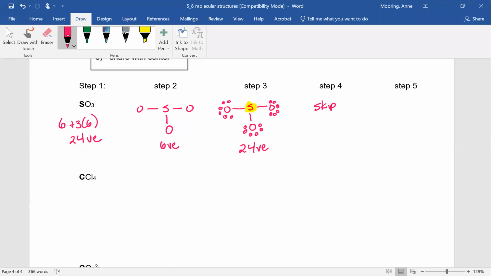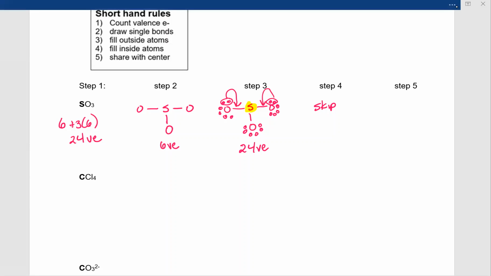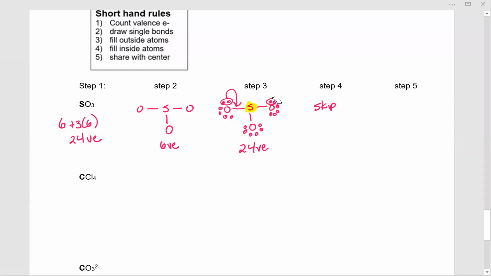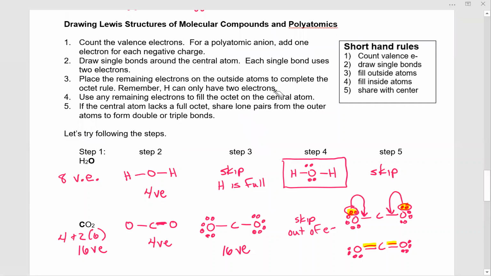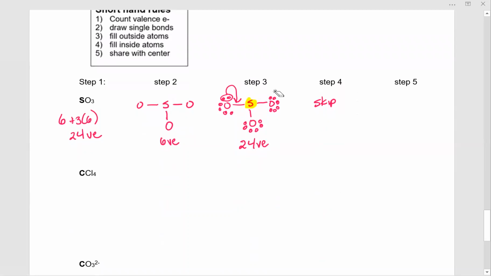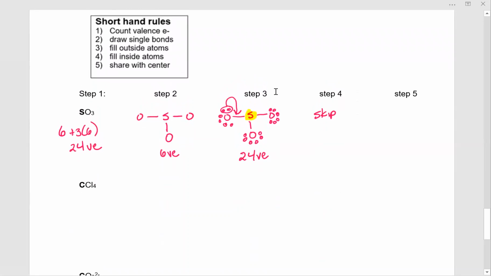So now I'm on step 5. I'm going to share a pair. Everything moves in pairs. Share. Oops, I shared too many pairs. I got all excited. Let me erase that. Okay, there we are. We're good. So I'm only going to be sharing one pair.